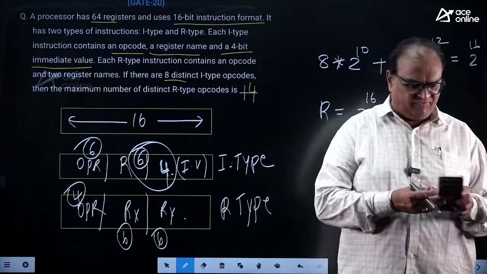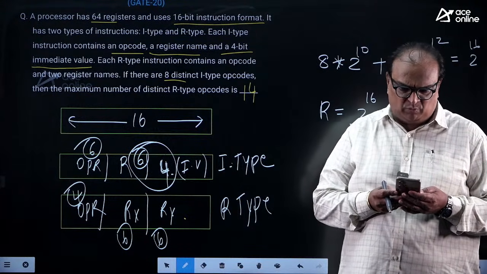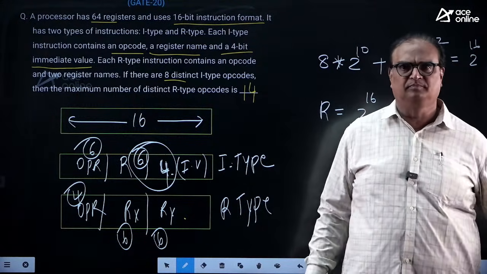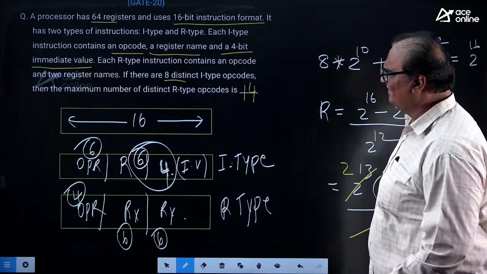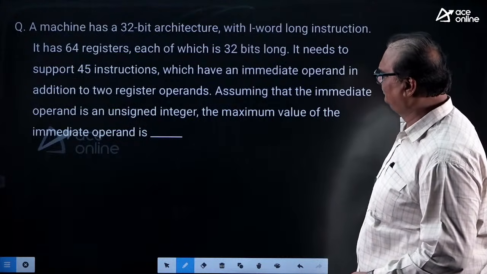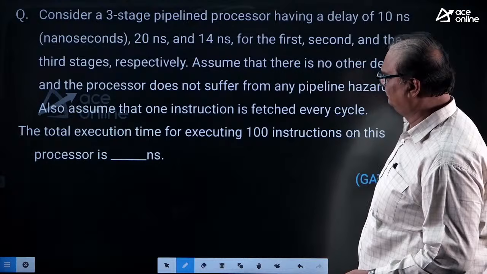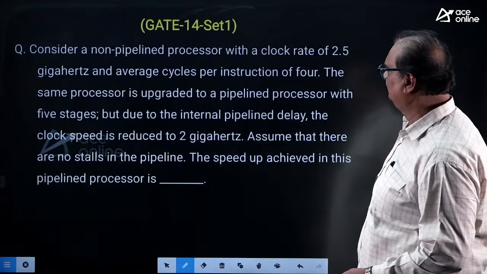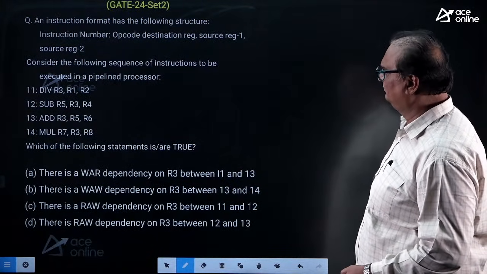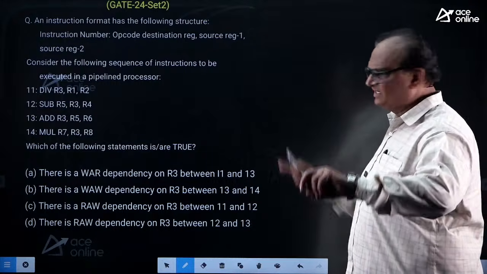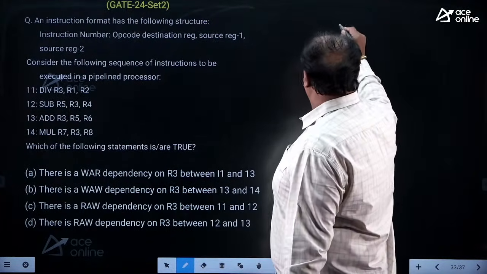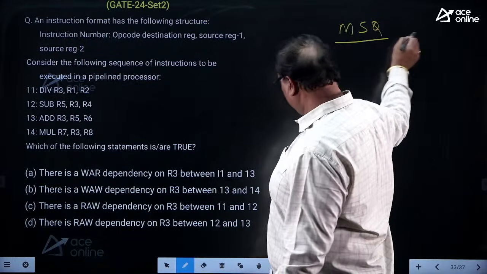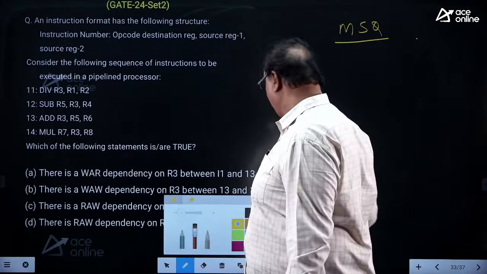Here we don't have enough time, that's why I am going to solve questions from pipeline. Energetic question. Two questions. This is the first question, look here. It is an MSQ. Be dedicated in this.